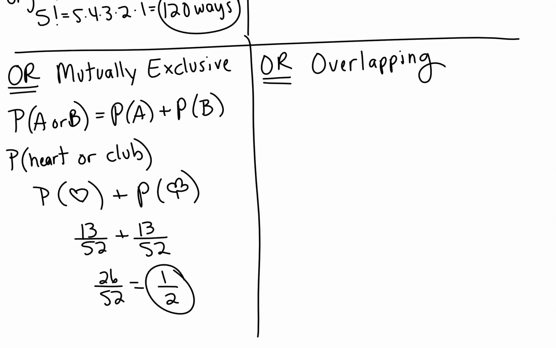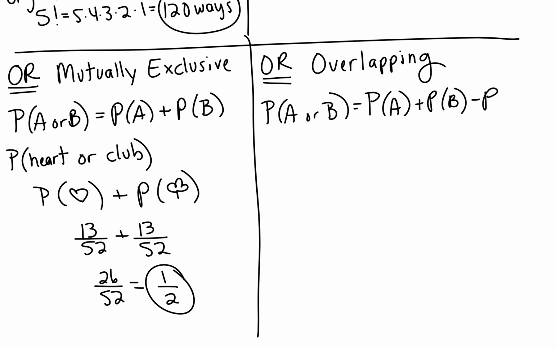I'm going to use another cards example for the overlapping. But I want you to remember with the overlapping, we're still talking A or B. To find that probability, you're going to do the probability of A plus the probability of B. But because there's overlap, there's certain cards you've counted twice. So we're going to subtract the probability of both. So something that is both the first thing and the second thing. We did problems like a peach or fresh. Well, some of the peaches were fresh, so those would be the both.